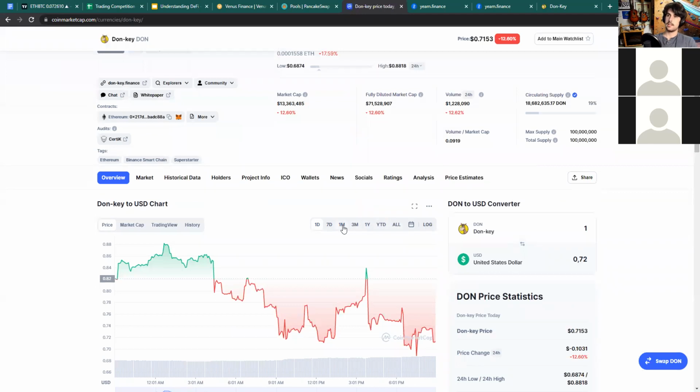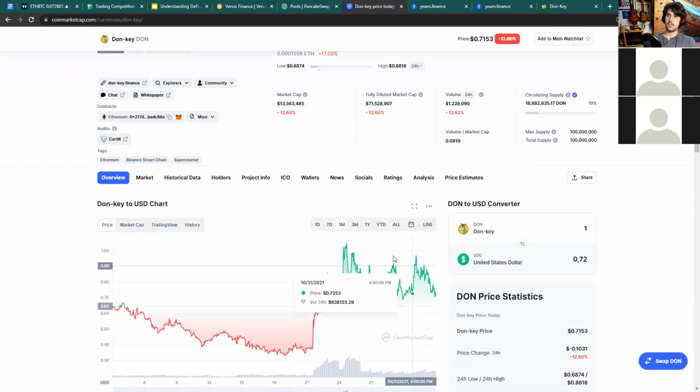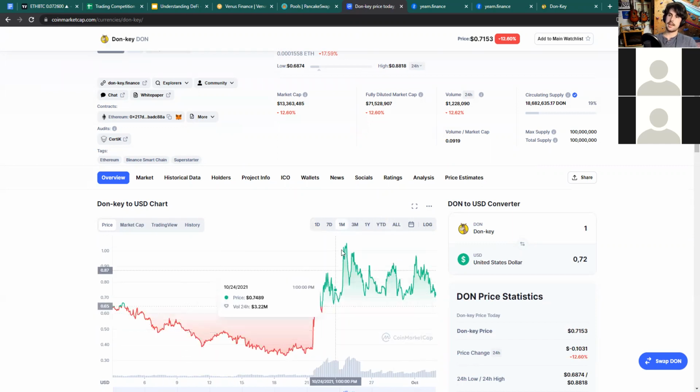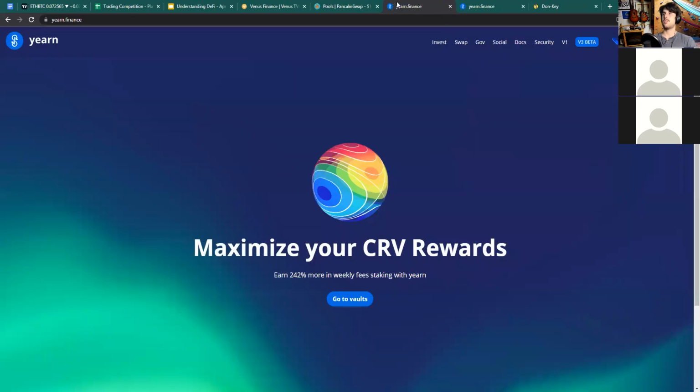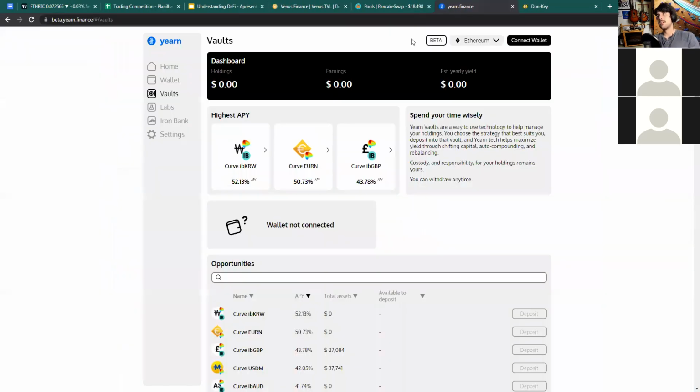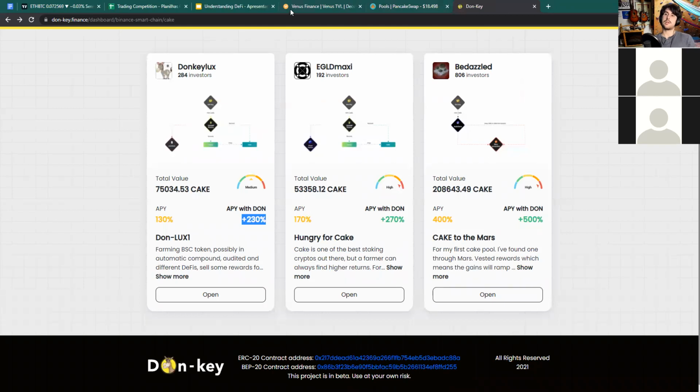So let's see 1 month. And you can see it has kind of been trending down. Of course, it has this initial pump from the initial adoption, but it does kind of trend down with time. Okay, so inflationary tokens might not actually be the smartest thing to hold.